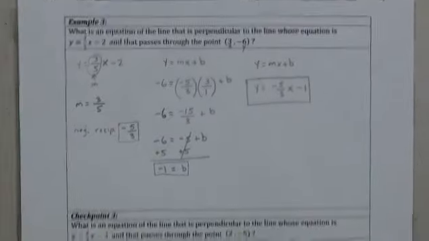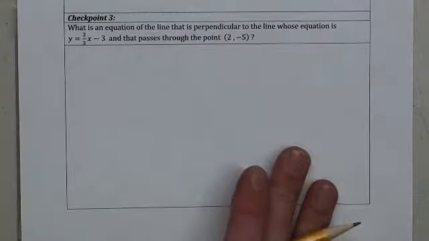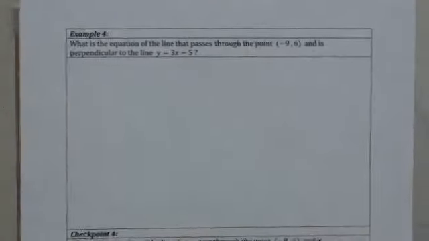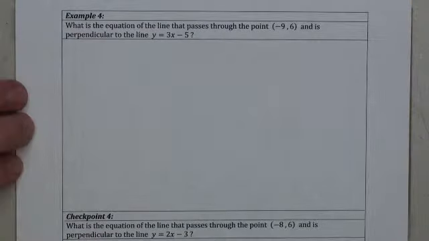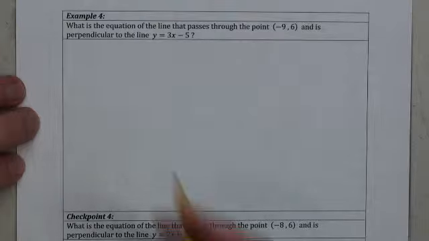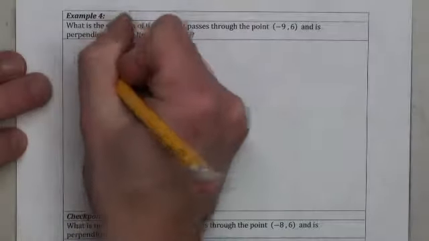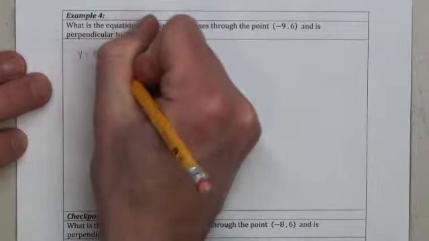So, you could try checkpoint problem 3 on your own. Then you can turn this page over. Go to example problem 4. What is the equation of the line that passes through the point -9, 6 and is perpendicular to the line y equals 3x minus 5? So let's write down our equation. y equals 3x minus 5.